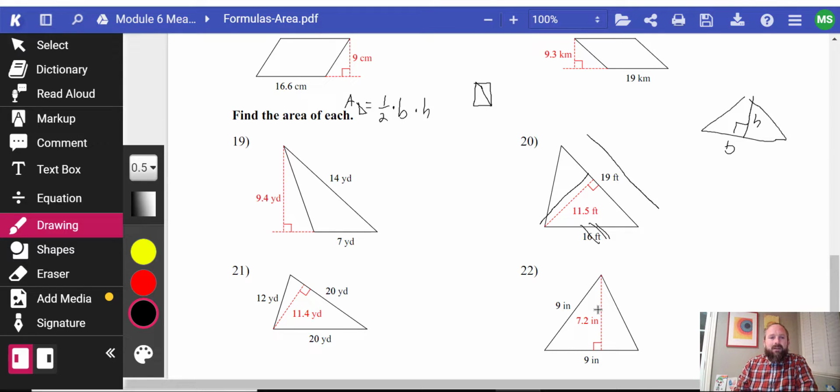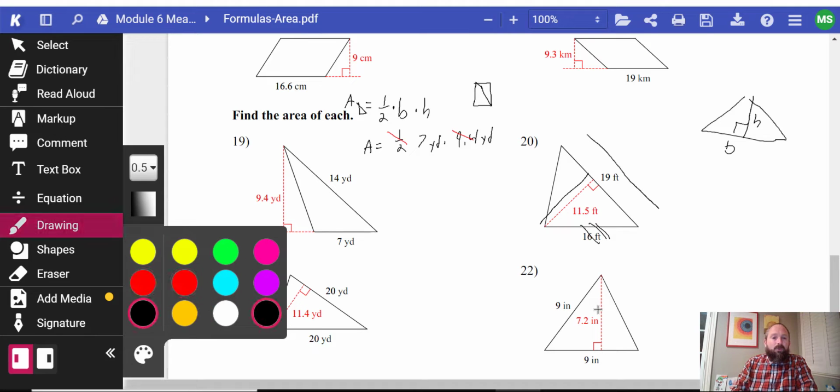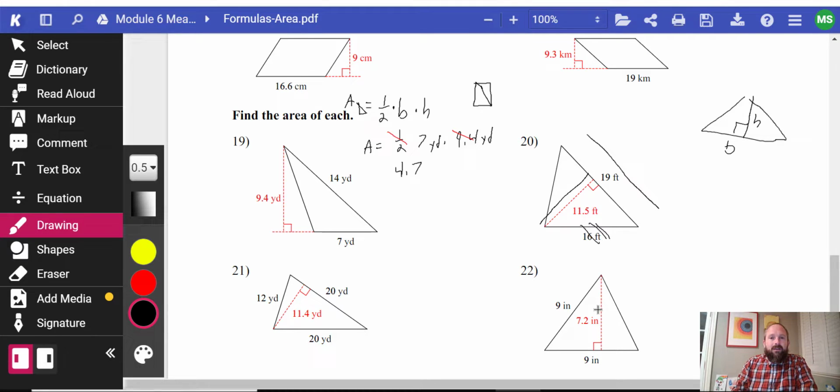That's it. So when we do this first one right here, we have the area is equal to 1/2 times 7 yards times 9.4 yards. So I know half of 94 will be 4.7. So I know that this and this equals 4.7. And then I'm going to multiply by 7, and yards times yards is yards squared.